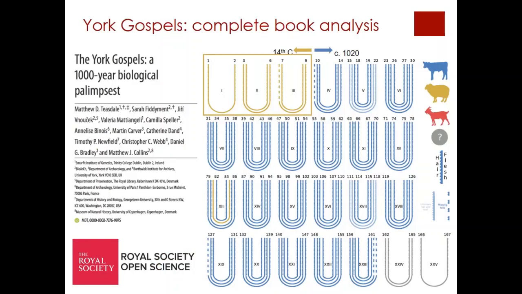So again, we wanted to do a complete analysis of this book, so we did all the bifolia. This one was a slightly more predictable story. It was indeed all calf parchment, the Anglo-Saxon part, with the exception of one bifolia of sheep here, which nobody seems to provide an explanation for. We don't know if they didn't realise or if it's intentional, but everything else is calf.